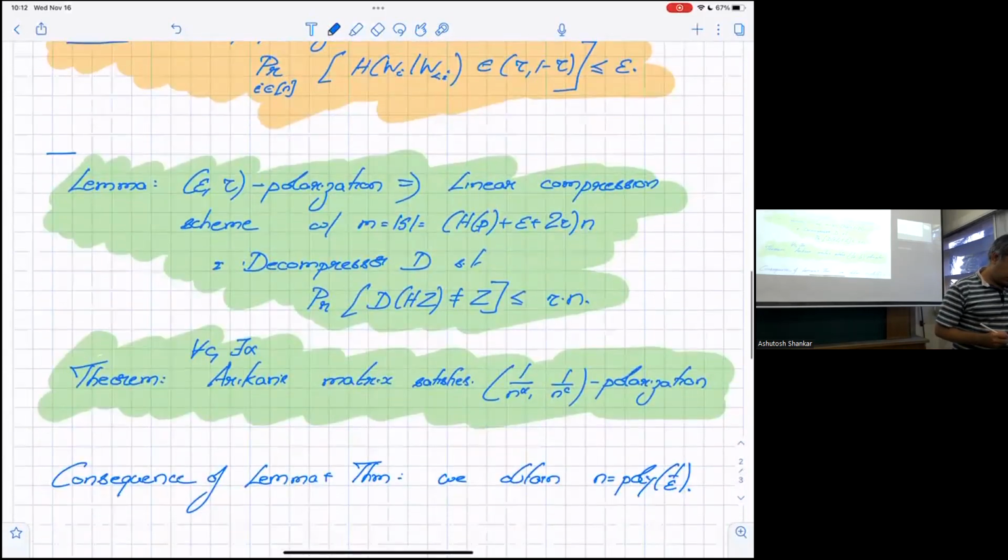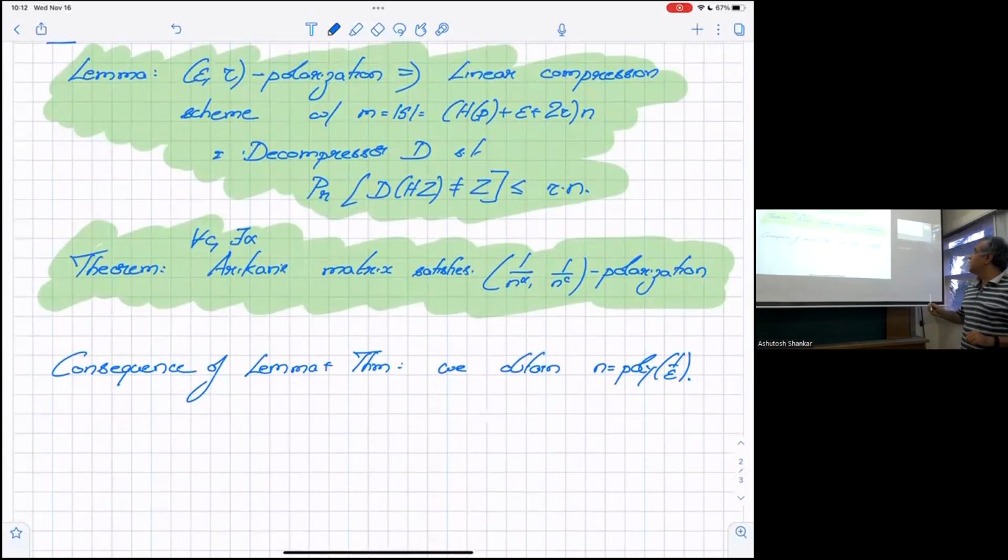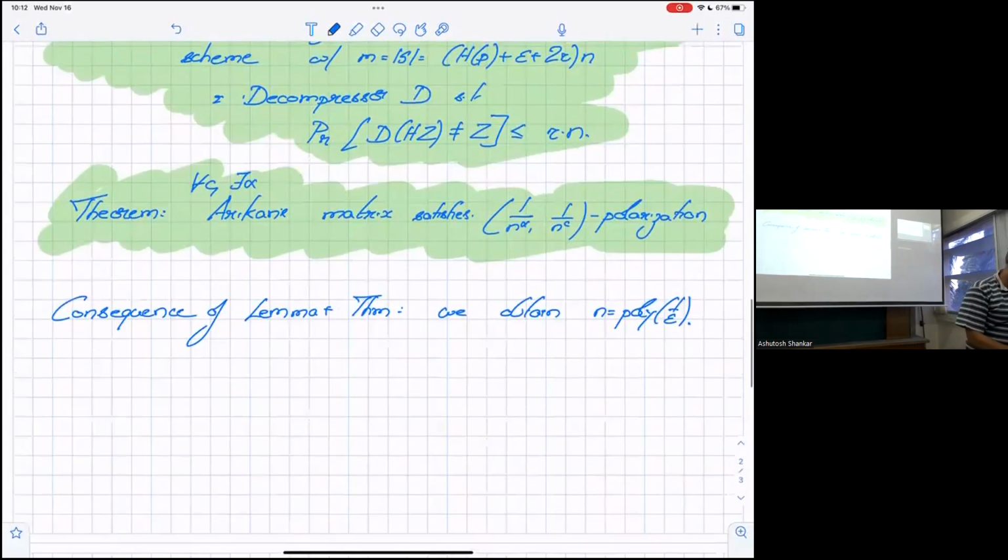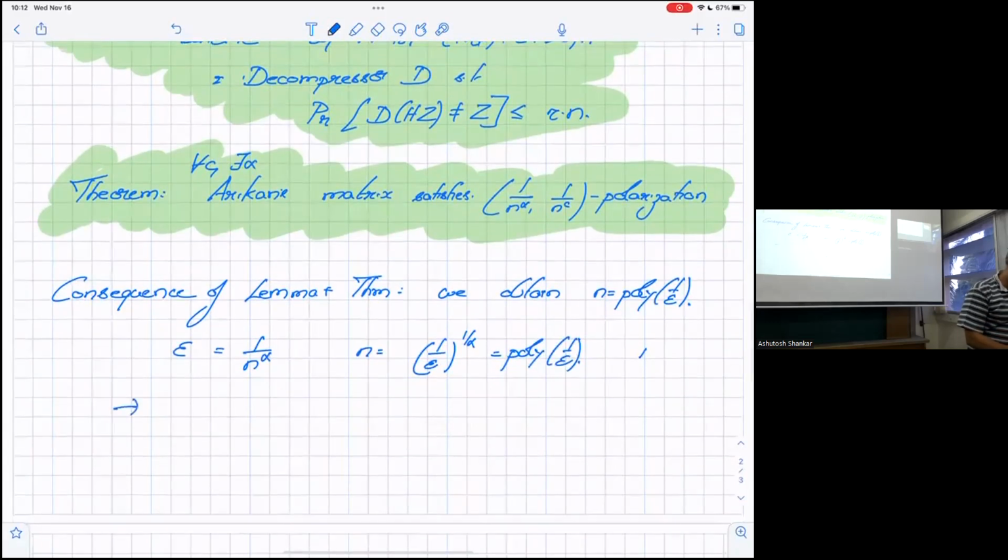Basically, you're going to make the error 1 by n to the power alpha. That is going to be epsilon. So you set epsilon to be something like 1 by n to the power alpha, which means n is 1 by epsilon to the power 1 over alpha, which is polynomial. That's the only takeaway from this. So n is polynomial.